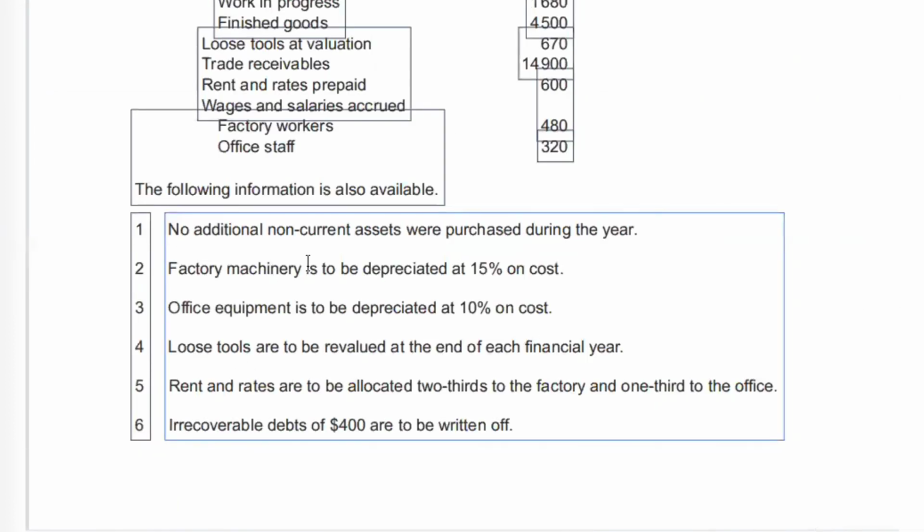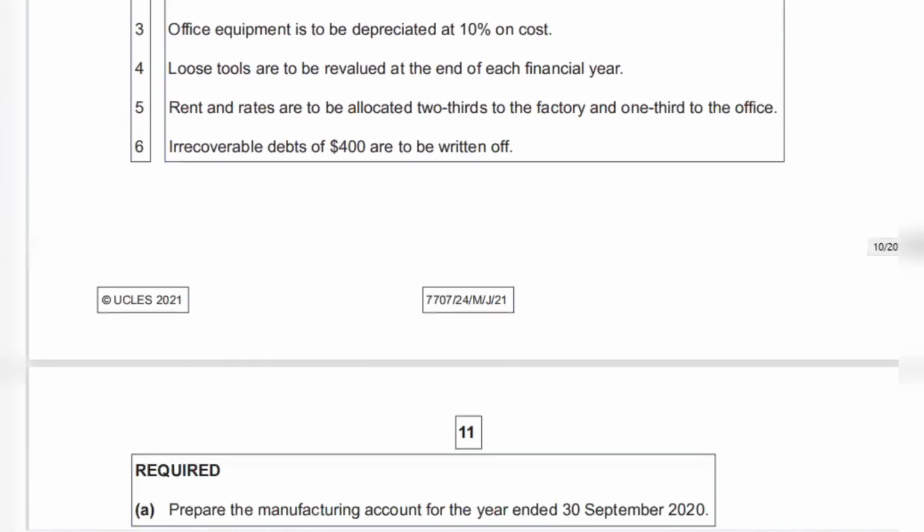There were no additions in non-current assets purchased during the year. Factory machinery is to be depreciated at 15% on cost. Office equipment we won't consider in the manufacturing account; its depreciation will go in the income statement. Loose tools are to be revalued at the end of each financial year. Rent and rates are to be allocated two-third to the factory and one-third to the office. Irrecoverable debts of 400 will go in the income statement.